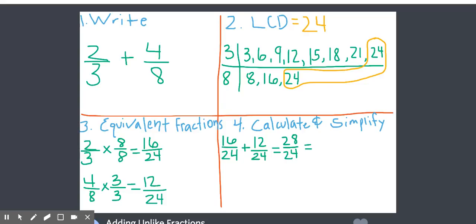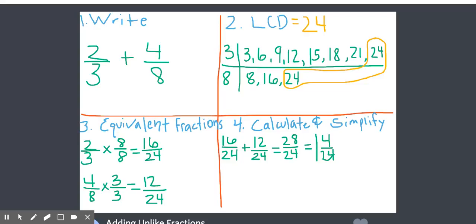So in step 4, I take 16/24 plus 12/24. 16 plus 12 equals 28. I keep the denominator the same when adding, but I can see that 28/24 needs to be simplified. So the first thing I'm going to do is put it into a mixed number. I can tell that I have at least 24 pieces, so I have a whole 1. And then 28 minus the 24 gives me 4 over 24. Okay, and then now I can simplify that even further.